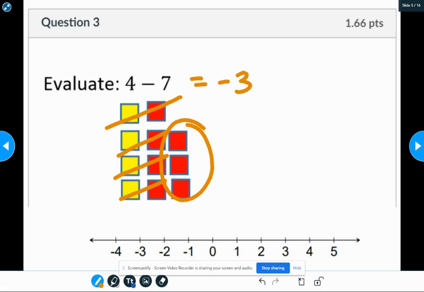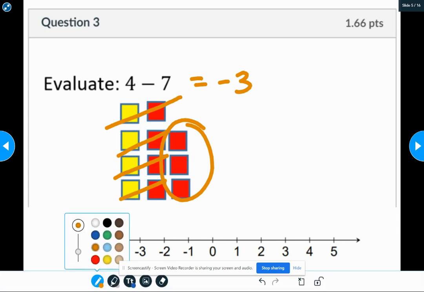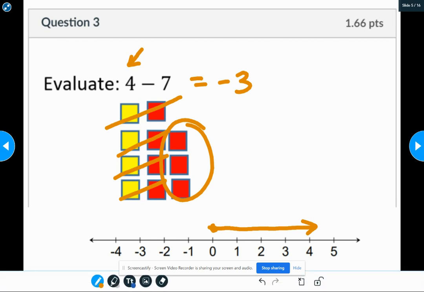Okay, but I also want you to see that on a number line. Okay, start at 0. First number you see is a positive 4, so that would be going right 4. I went a little past it. It should just be a 4.